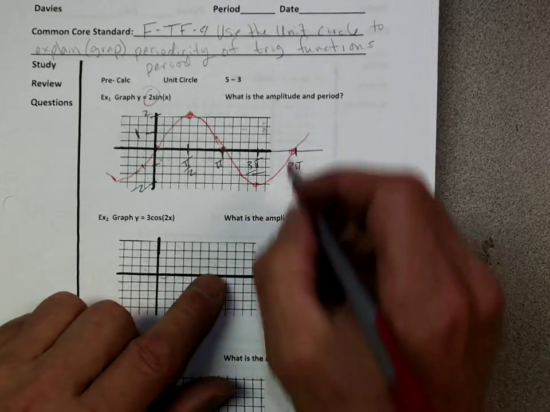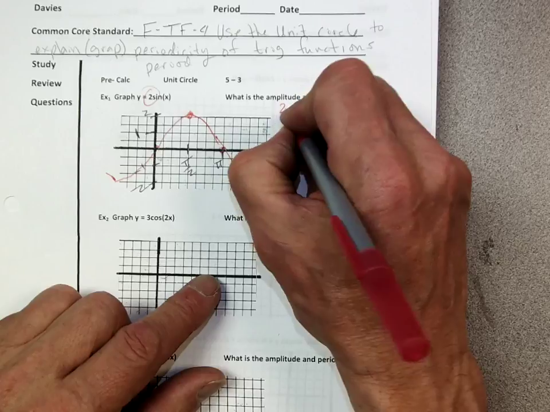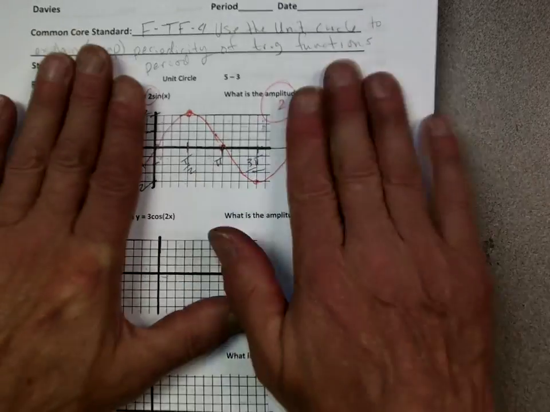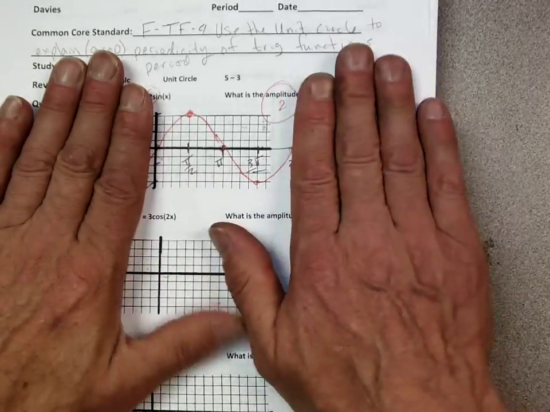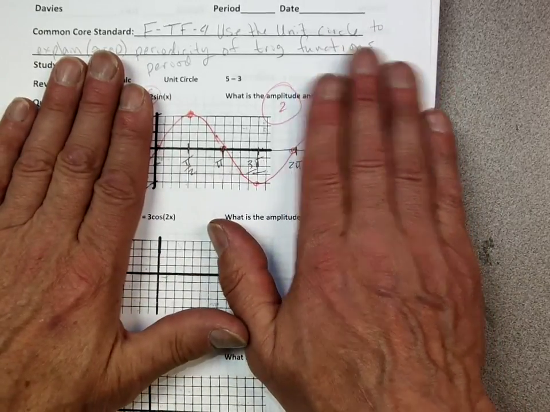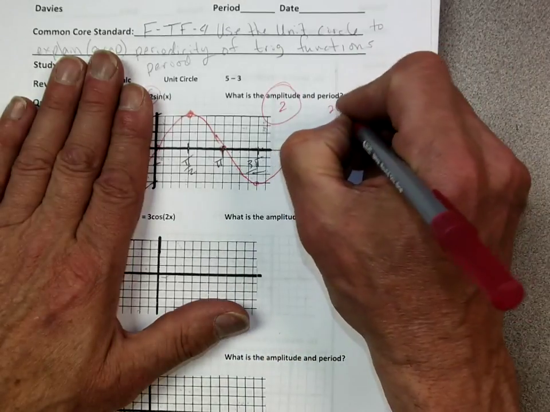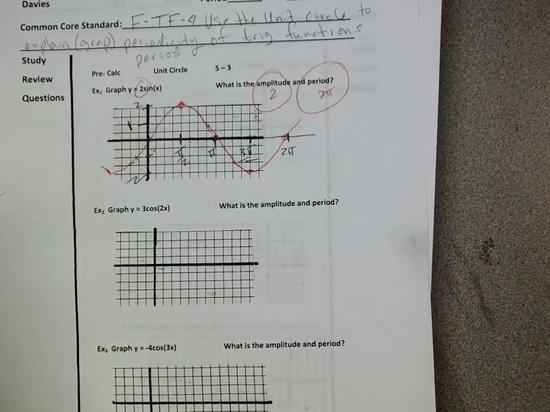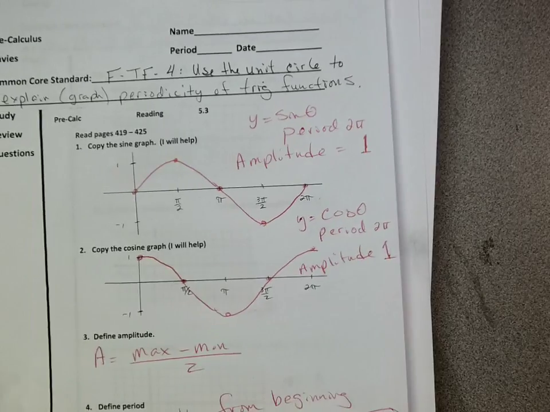Okay, the amplitude. What's the amplitude? 2 is correct. The amplitude is 2. What's the period? How wide is one curve? How wide is it from there to there? 2 pi. So the period is 2 pi. We didn't change the period at all, did we? We didn't squish it or stretch it. So the period here has to be the same period because we did not do any stretching or squishing, right?